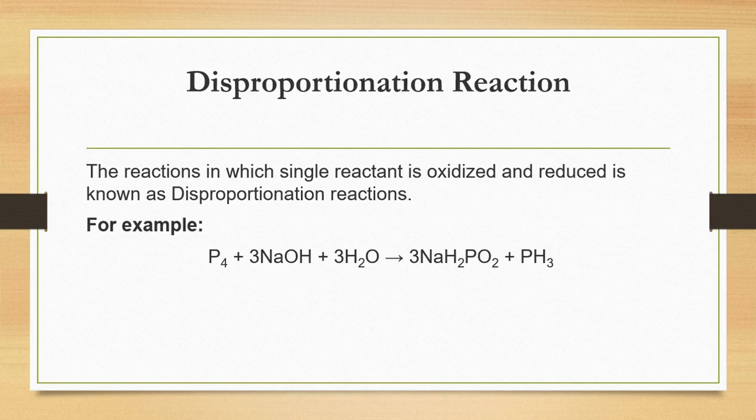And the fourth one is disproportionation reaction. The reactions in which a single reactant is oxidized and reduced are known as disproportionation reactions. For example, P4 plus 3NaOH plus 3H2O gives 3NaH2PO2 plus PH3.